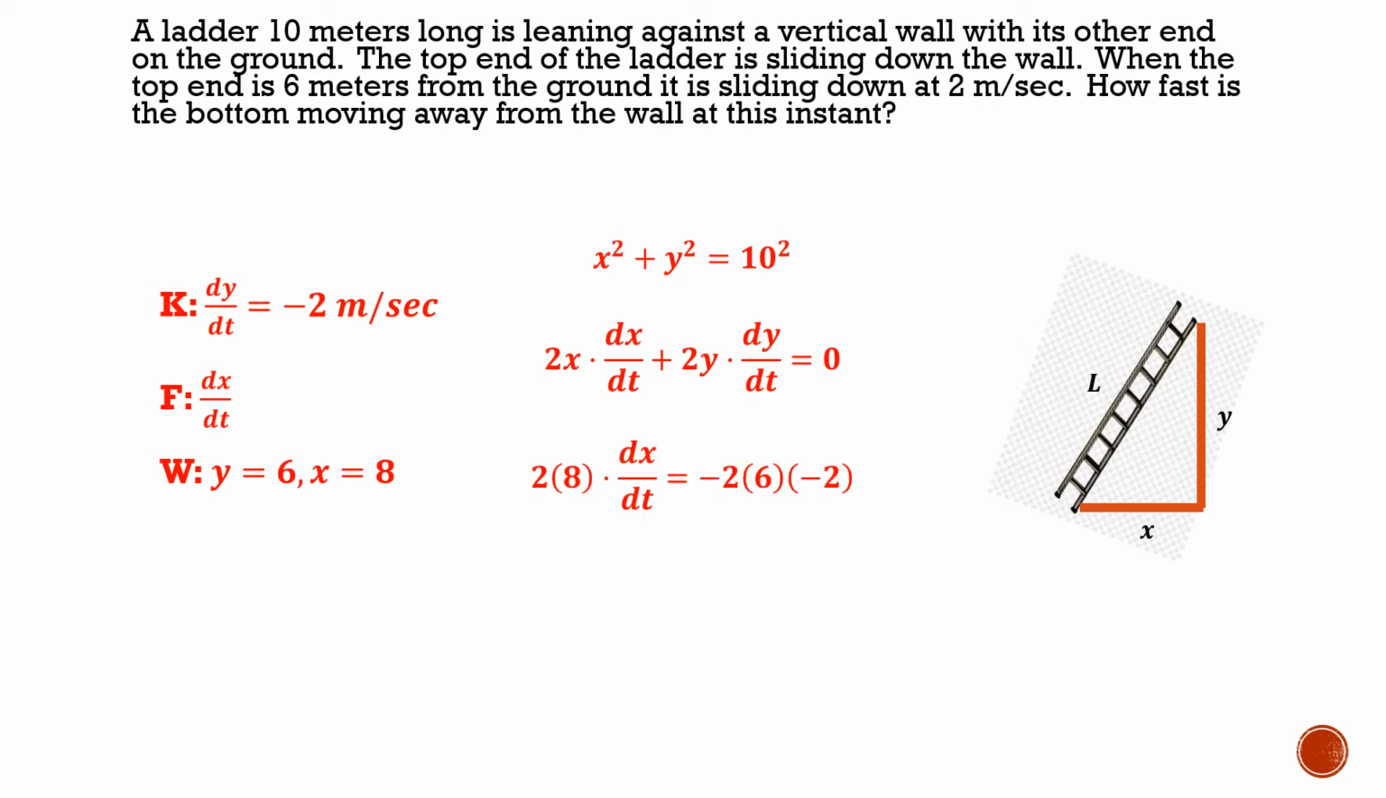All right, now plugging in my values, I get 2 times 8 dx/dt equals, and I went ahead and moved the y stuff to the other side, negative 2 times y, which was 6, times dy/dt, which was negative 2. Now solving for dx/dt, I get 16 dx/dt equals 24, or dx/dt equals 3/2 meters per second.